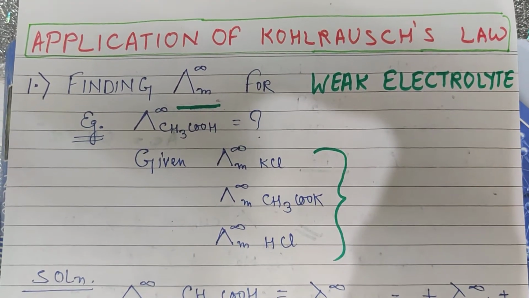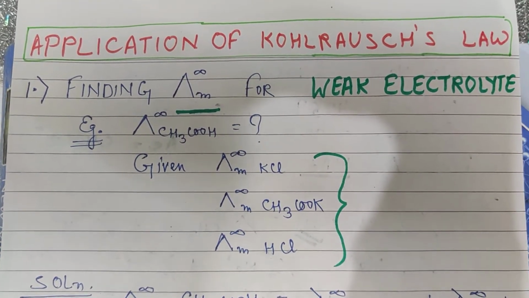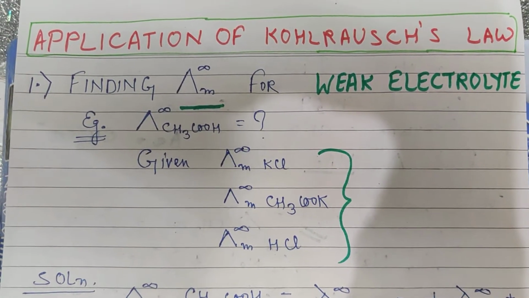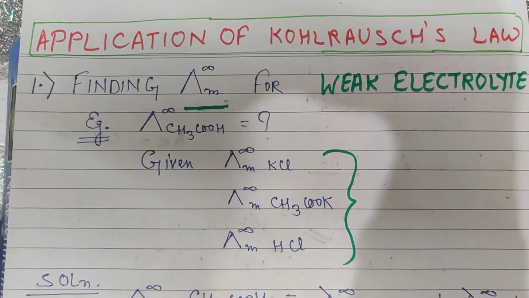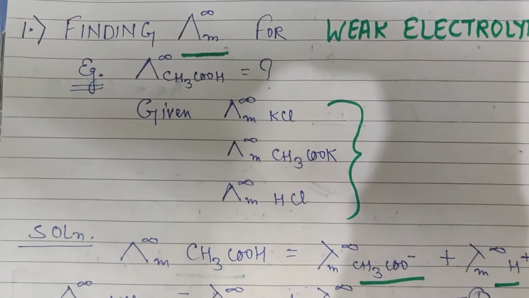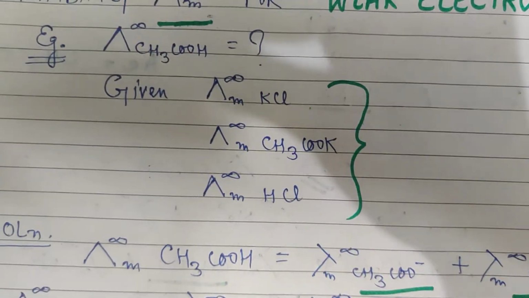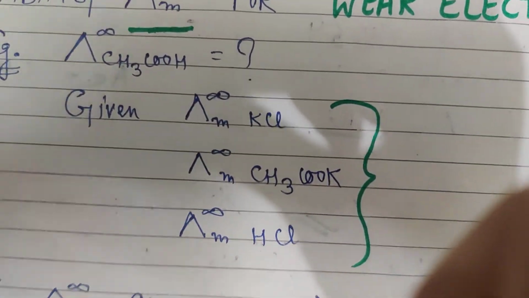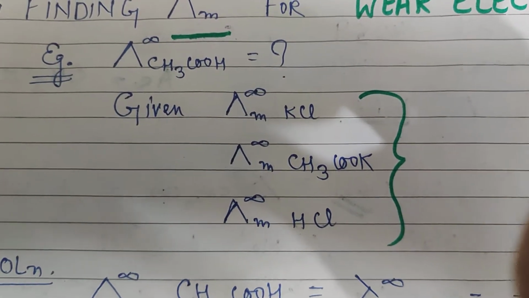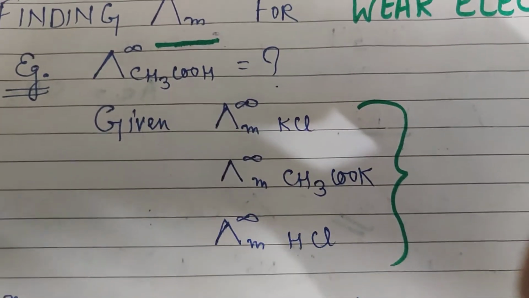Since for a weak electrolyte, experimentally it was not possible to find out the limiting molar conductivity, this law was given in order to make our work easy. So, to make you understand this, I have taken a simple example of acetic acid here. The question will be asked in this form only. So, please pay attention to this.